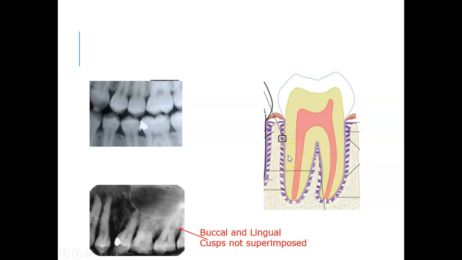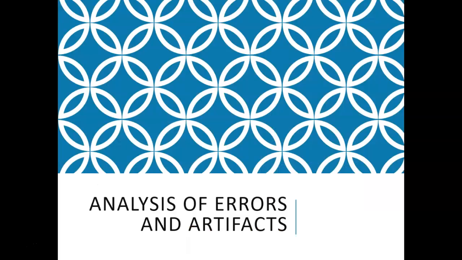I'm not sure why this is. I'm not sure what this image is doing here. Let me advance it, see if something pops up. Nope, that was it. Okay. Well, let me pause it there. I'm going to look back and make sure that I did not miss anything. And then we'll go on to analysis of errors and artifacts in films.